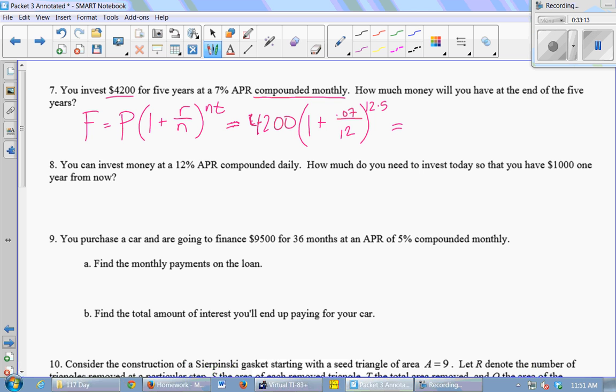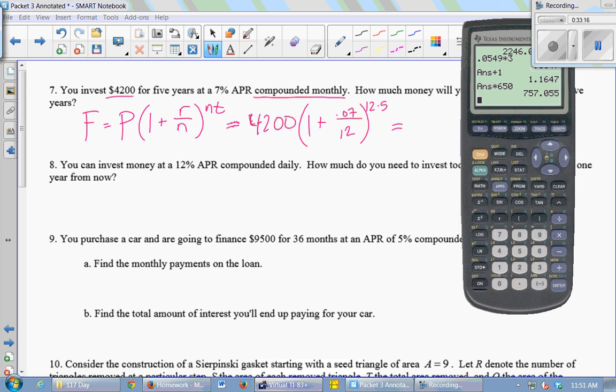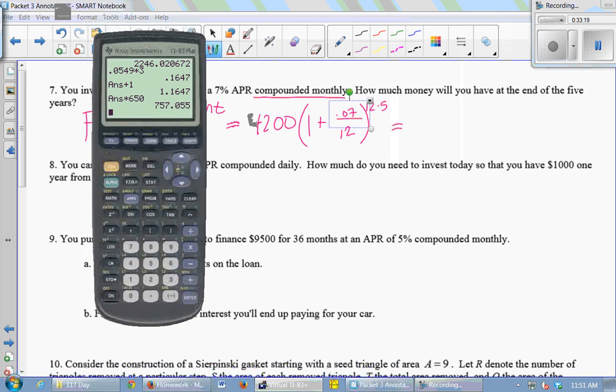All right, so now I just have to do this all out, following the order of operations. So I'm going to start by simplifying what's in the parentheses, and within the parentheses, I have to do the division first. So I do 0.07 divided by 12. Then I add 1 to it. Then I have a multiplication and an exponent, so I'm going to do the exponent first. So I have to raise that number to the 12 times 5, or just the 60th. Then multiply by 4,200. And I get 5954.03.